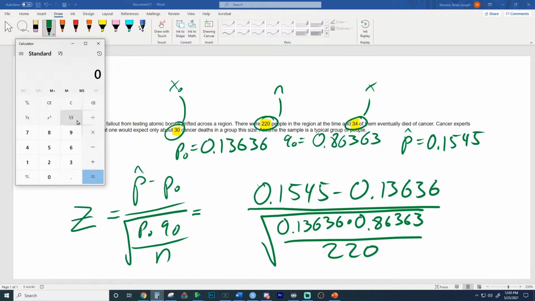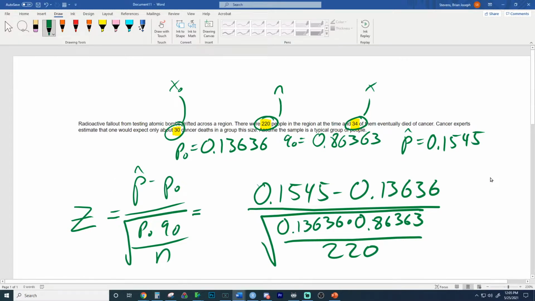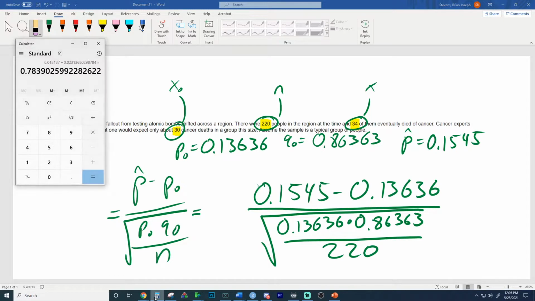There we go. And there's the Z-score. The Z-score is very small, actually. What am I saying? Z-score is pretty small right here, actually.